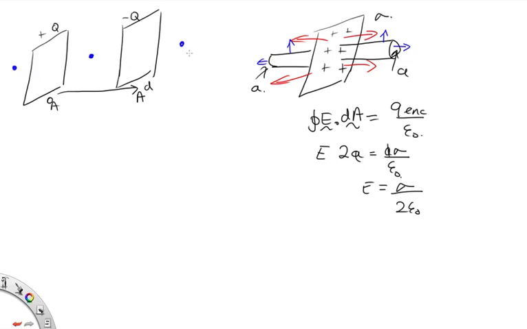Okay, so let's start by considering this plate, this part here. Now, this has a charge density sigma equal to minus Q over A, and this plate has a charge density sigma equal to plus Q over A. So the sigmas have the opposite sign. So when we add the electric field contributions from this plate and this plate, we end up with 0 here. So out here, the electric field is 0.